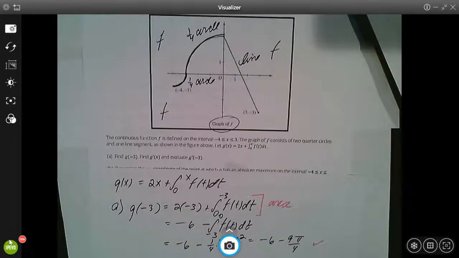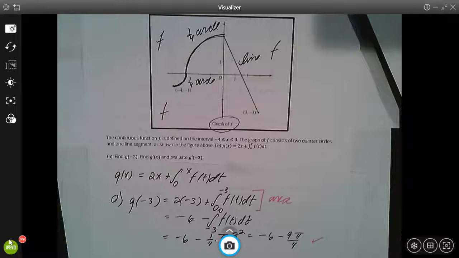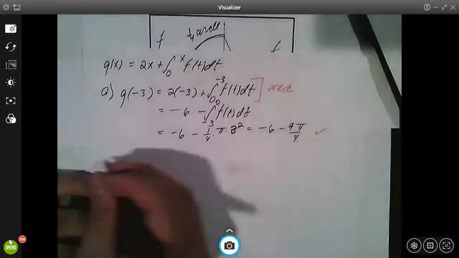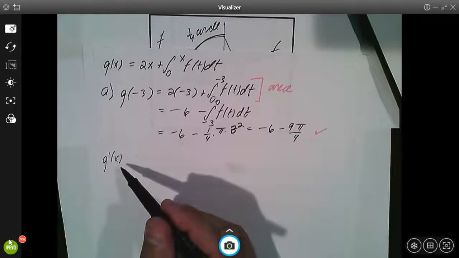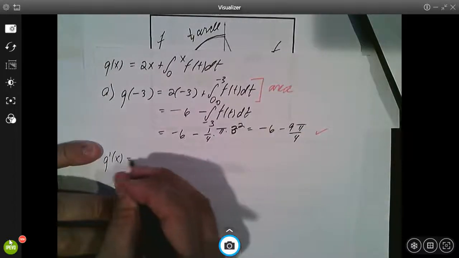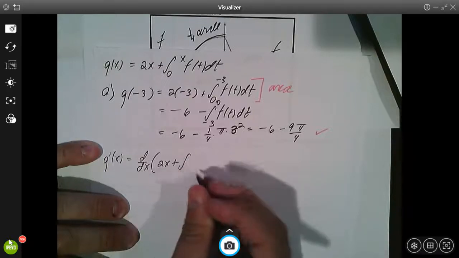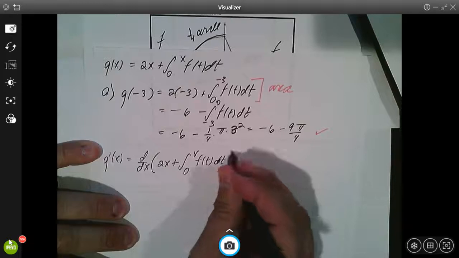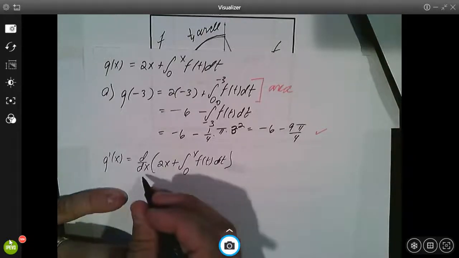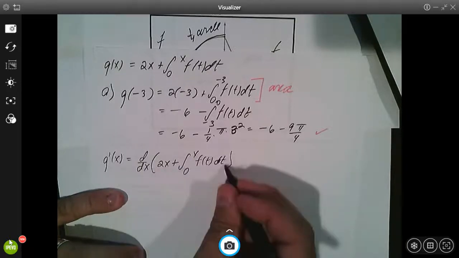Not too bad. Okay. They then ask us to find g prime of x and evaluate g prime of -3. Well, what do we know? G prime of x means go take the derivative of g. That means I need to find the derivative of 2x plus the integral from 0 to x of f of t dt. When I'm taking the derivative of the sum, imagine distributing that derivative through.